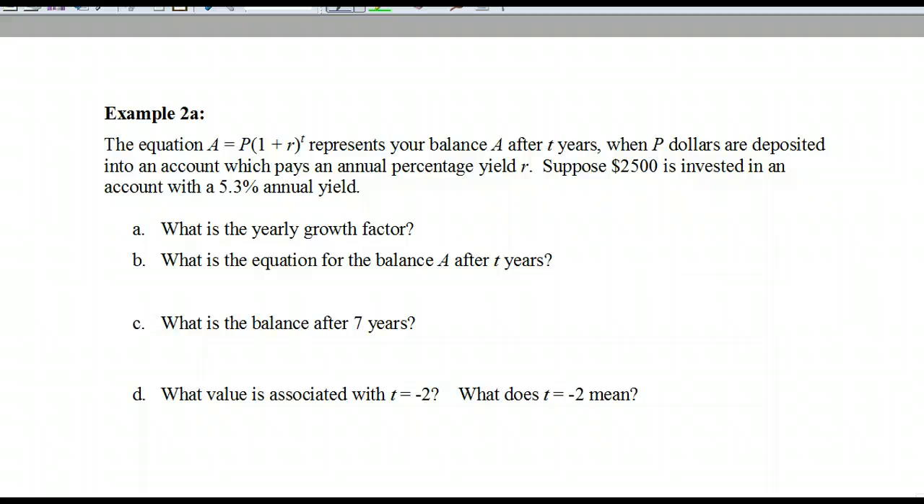And all of you really need to know how to do this stuff. We did this last year. Good. All right, so this will be nothing new for you then. Okay, so suppose you have $25,000 invested in an account with a 5.3% annual yield. What is the growth factor?